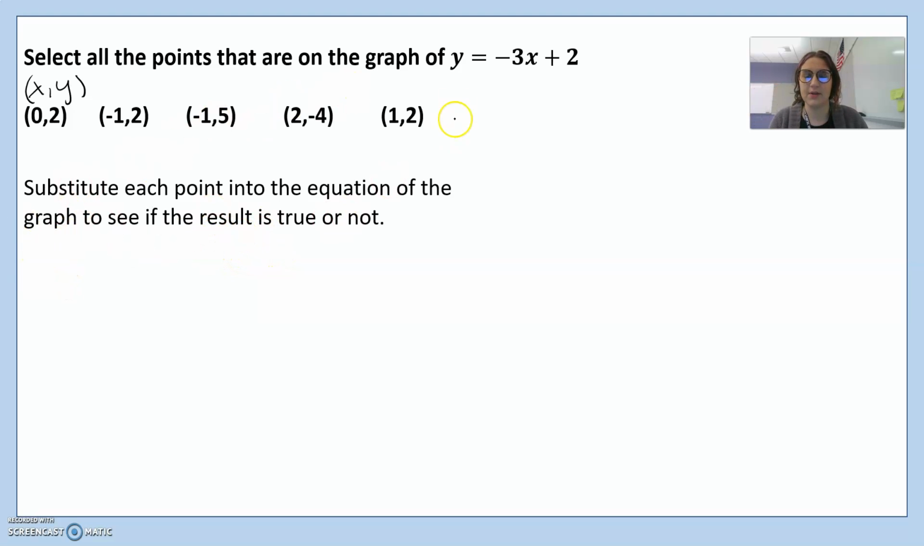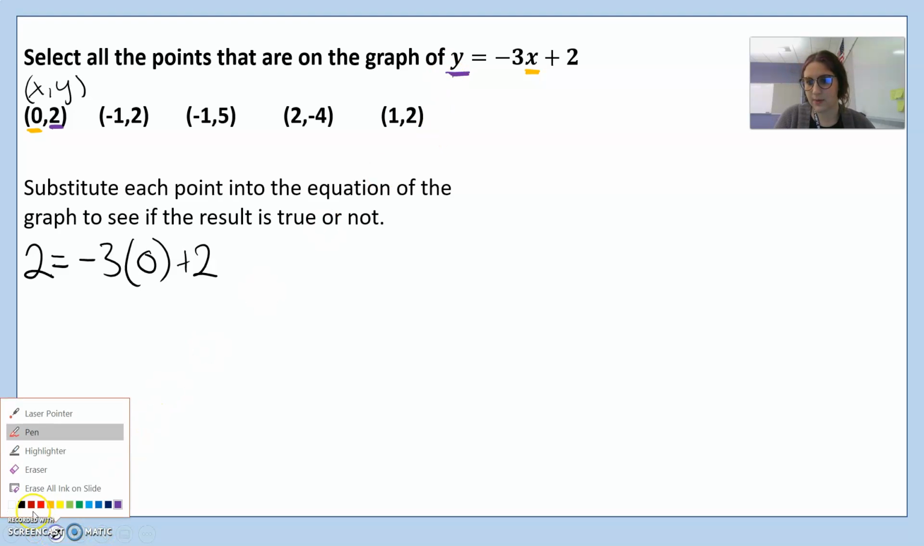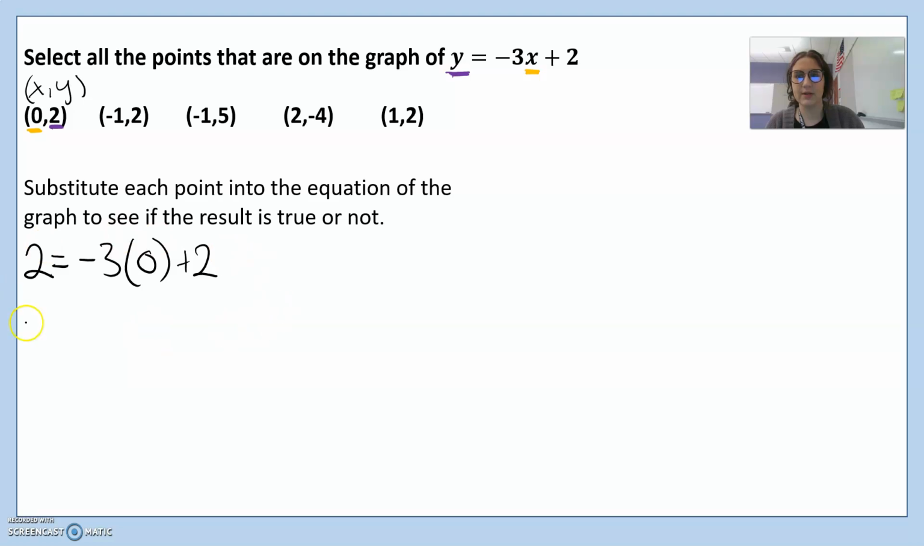So let's start with the first one. So my y is 2 equals negative 3, x is 0, plus 2. All I did was take the x and the y and substitute it in for x and y here. I can put some colors on here if it makes it a little easier. So here's x, I plug it in for x. And here's y, and I just plug that in for y over here. Once you plug the points in, you just need to simplify and see if the result is true.